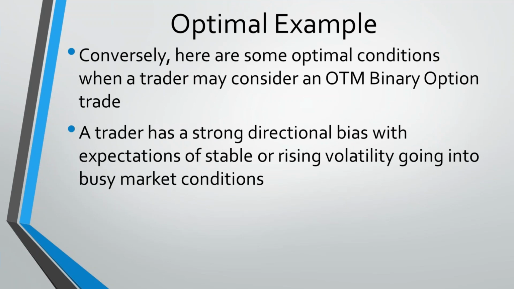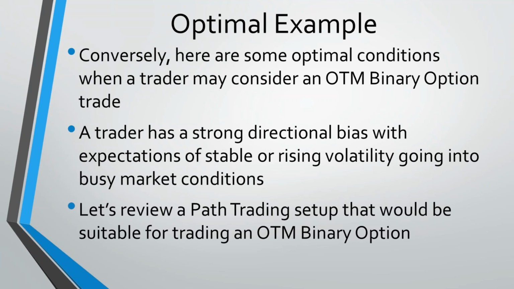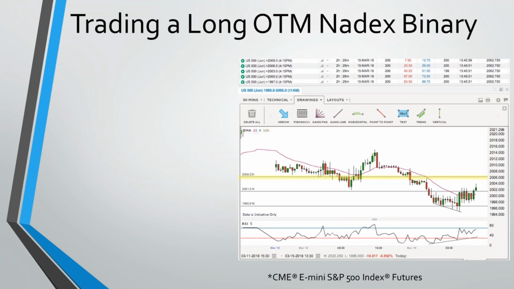And you may know of a busy condition coming up. For example, you know of a Fed meeting being released, or of the Beige Book being released, or something like that, where you know market conditions are going to remain busy and they're not going to go stagnant. So let's review a path trading setup that would be suitable for trading an out-of-the-money binary option. This is a particular setup that we would look at in the way that we trade the market.